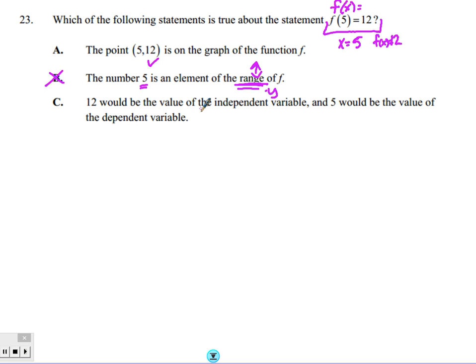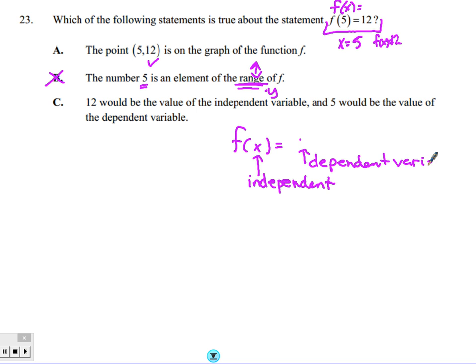And 12 would be the value of the independent variable, and 5 would be the value of the dependent variable. And at the very beginning of this unit, I think we were talking about pool store stuff. We were saying the independent variable is the input and the dependent variable is the output. So like if we buy 5 shirts, 5 is the independent variable, the output is the cost. That would be the dependent variable. All right, so in this case, 5 is not dependent, 5 is the independent. If we bought 5 shirts, it would cost $12. So that would be also false. Correct answer would be A.